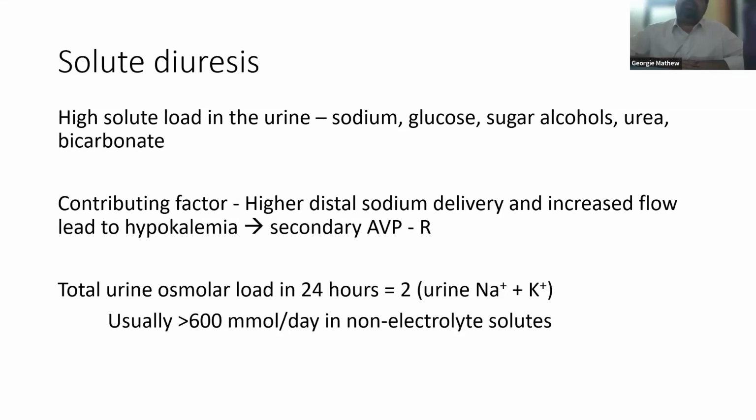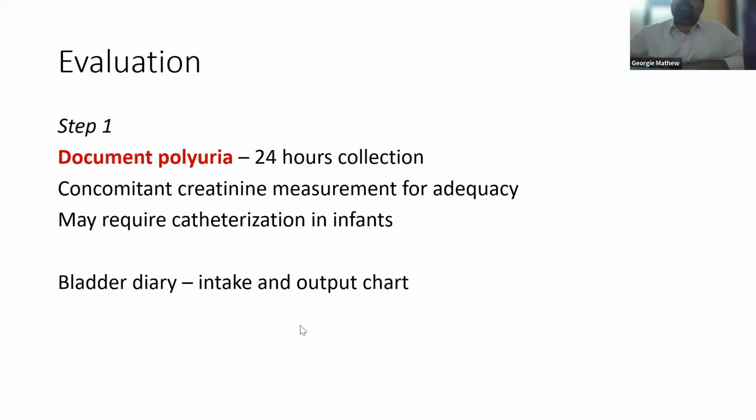Okay, also another important concept that you need to know is called the urine osmolar load. There are 2-3 different ways to calculate the urinary osmolar load. One simple solution is 2 into urinary sodium plus potassium, because they are usually conjugated with a negative ion. Those are the prominent osmolar agents in the urine. So in non-electrolyte solutes or solute diuresis, it is usually more than 600 millimoles per day in children. Okay, I hope this part is somewhat clear.